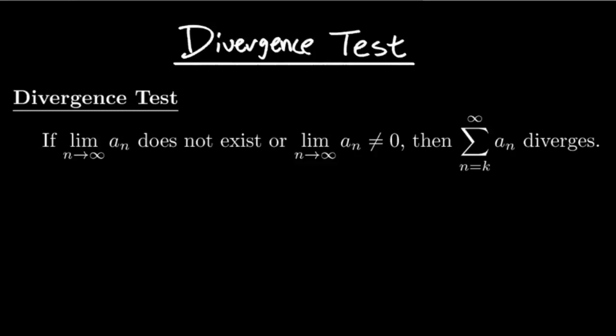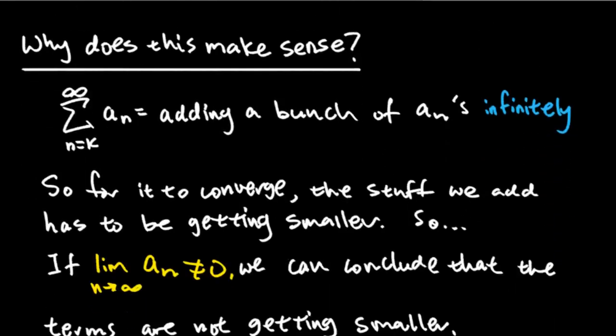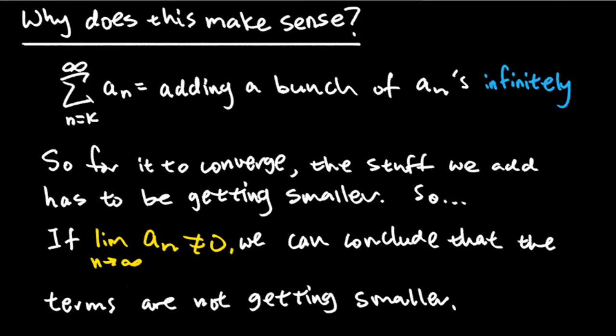Hello class, so here is the first test for convergence or divergence. As you can tell, this one is for divergence. Alright, so what it says is that if the limit as n approaches infinity of a sub n does not exist, or the limit does not equal 0, then the sum is going to diverge. Alright, so let's think about why that makes sense.